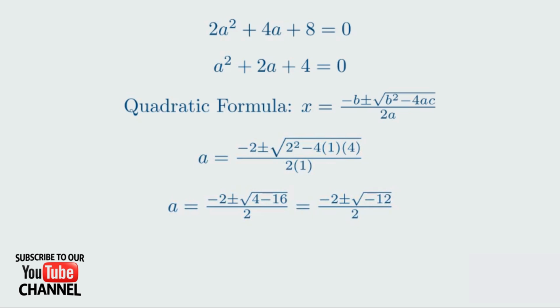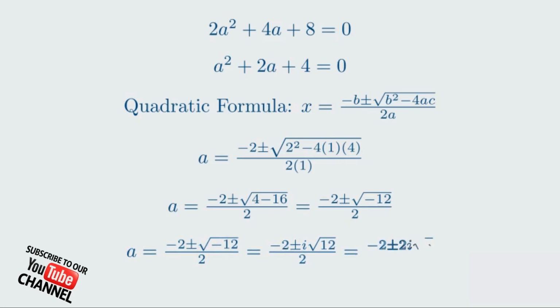Here's the critical point. We have the square root of a negative number. In the realm of real numbers, this has no solution. The solution involves imaginary numbers, specifically i. The square root of -12 can be written as i times the square root of 12, so we get -2 plus or minus 2i times the square root of 3 all over 2.